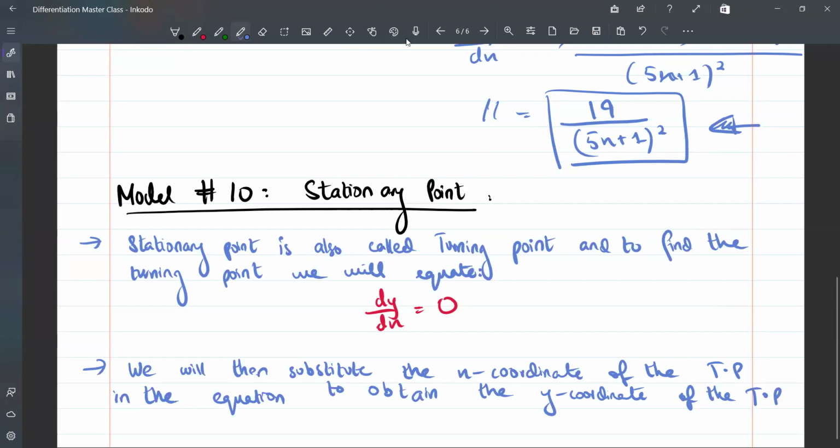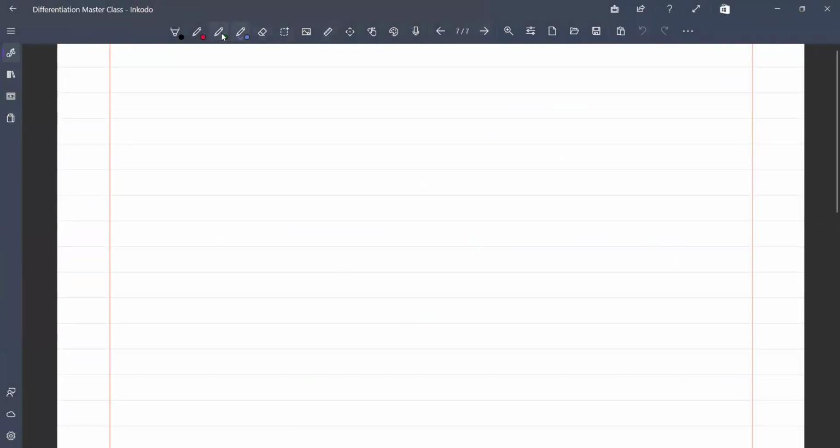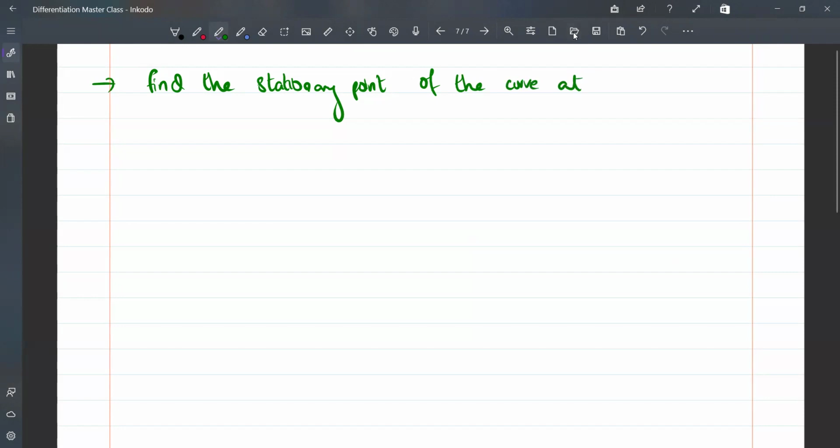So let's do an example. Let's say we have a question which says find the stationary point of the curve y is equal to 3x square minus 12x plus 7. So we have to find the stationary point of this curve.